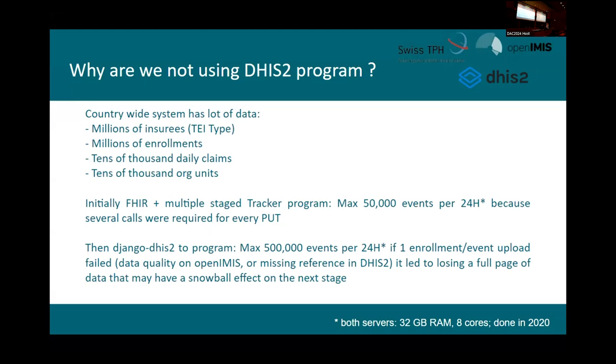The reason is that we have lots and lots of data. We have millions of insurees, millions of enrollments, tens of thousands of daily claims, and tens of thousands of organization units. Also, when we started with DHIS2 in 2020, our system had been developed and implemented in early 2012, so we already had millions of rows of data. After that, we started with another iteration. We could manage the speed issue, but then we introduced other issues.